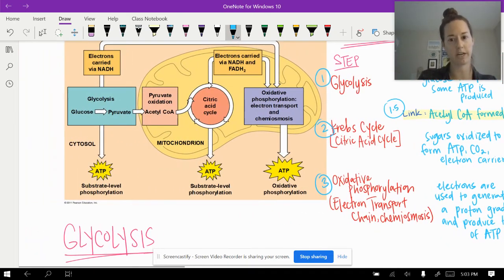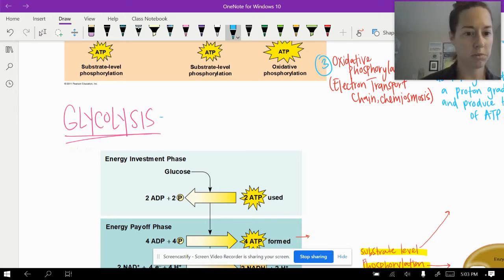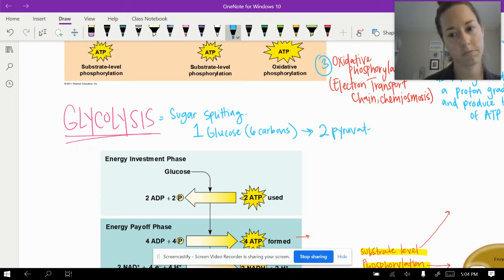So let's go over here. Glycolysis literally means sugar splitting. Okay, glycolysis is sugar splitting. And literally what's happening is one glucose, which is 6 carbons, is turned into 2 pyruvate, which are 3 carbons.